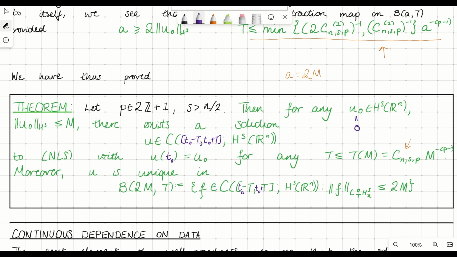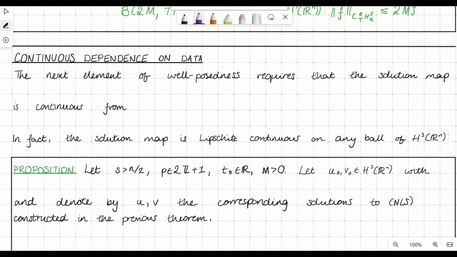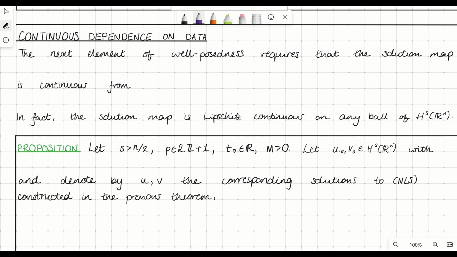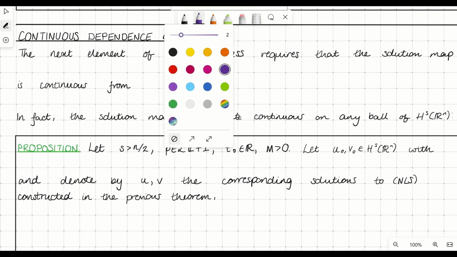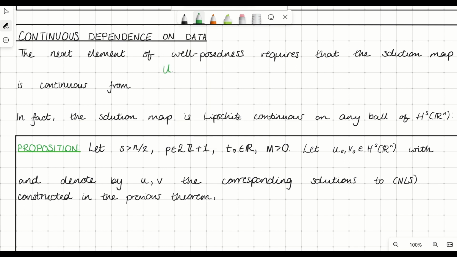So now I'm going to say a quick word about the continuous dependence of the data solution map. So the map which sends the data u0 in HS to the solution u on some interval. Actually, we can get better than this just being continuous. We're going to show that this is locally Lipschitz continuous, so this is from the space HS into C0T HS X.